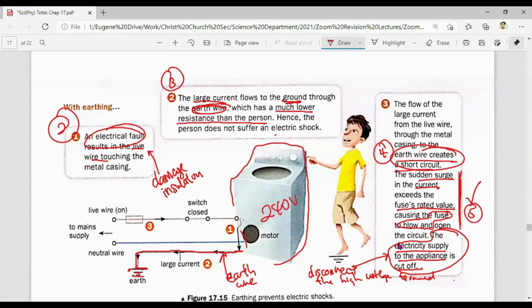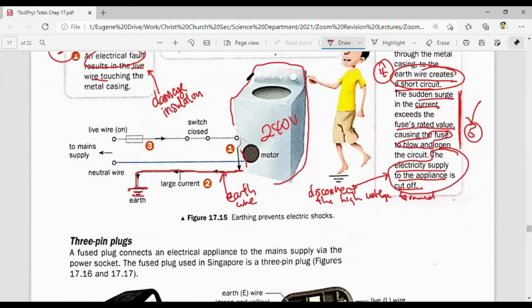So there's quite a fair bit of things to write whenever you are writing on earth wire itself, because the whole sequence of events has quite a fair bit. So do take note of it. You must describe the earth wire, you must describe the flow of events that happen and what the earth wire eventually does in the sequence of events. Okay, so that's for earth wire, the earthing itself.